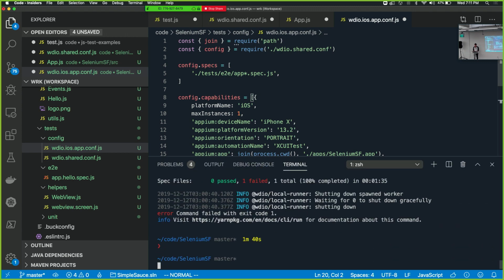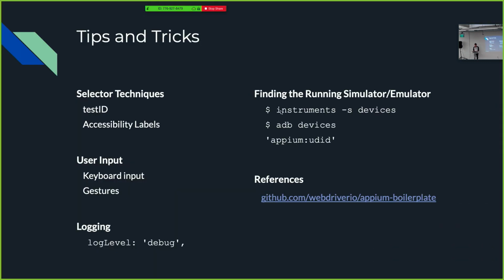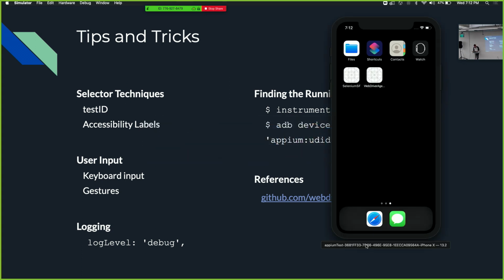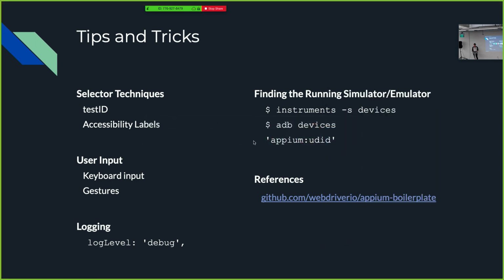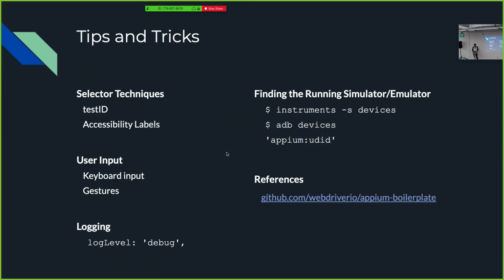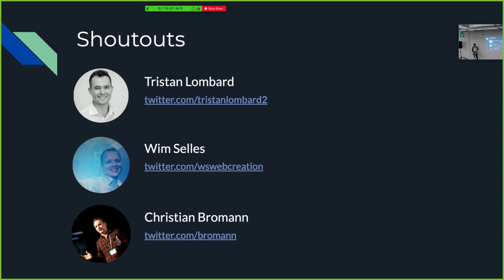reuse it. With iOS, the command you want to run is instruments -s devices, and then I'll usually pipe that into grep and just look for, if I go back to my simulator, this really long identifier here. I'll usually just look for the last couple characters to find the full device ID and then use it inside of my configuration. And then, yeah, that's it for this slide.